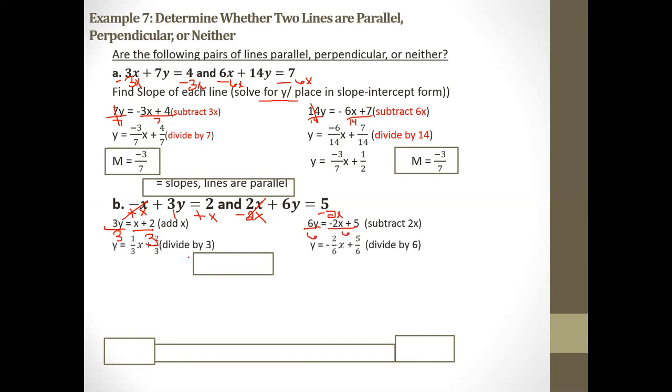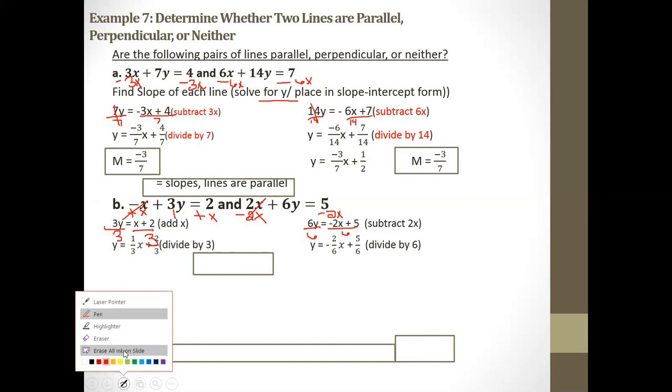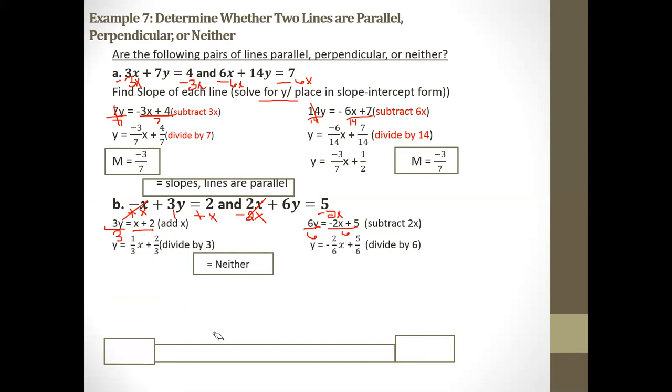And when we do that, we'll get our slopes as being different, right? So what we see is the slope with the equation on the left side is 1/3. And our slope with the equation on the right side is negative 1/3. We can reduce that negative 2/6 to get negative 1/3. Although the signs are opposite of each other, they're not reciprocals. So that's why it would be neither.